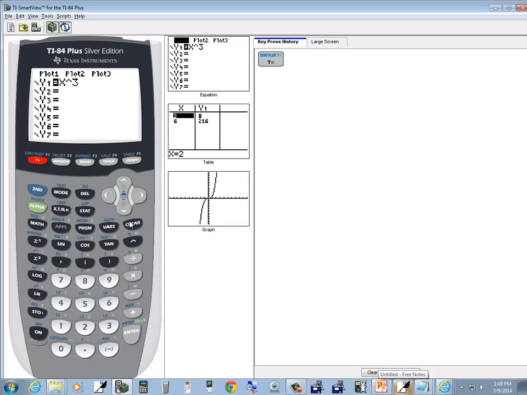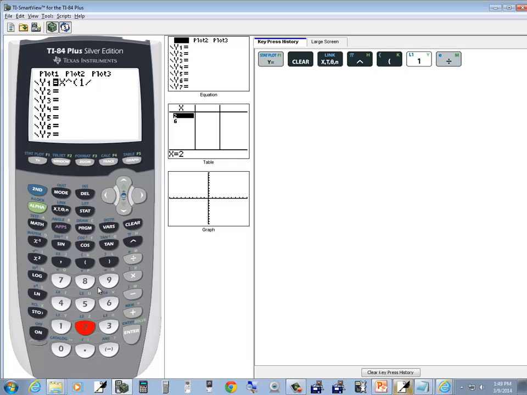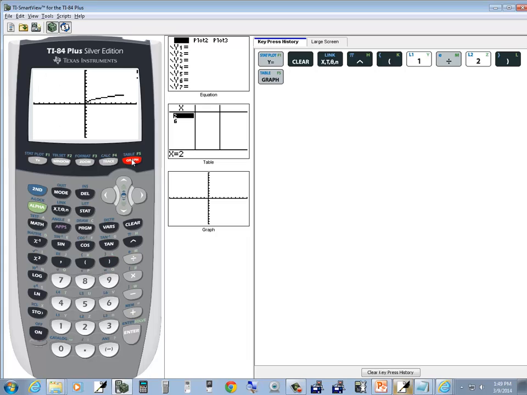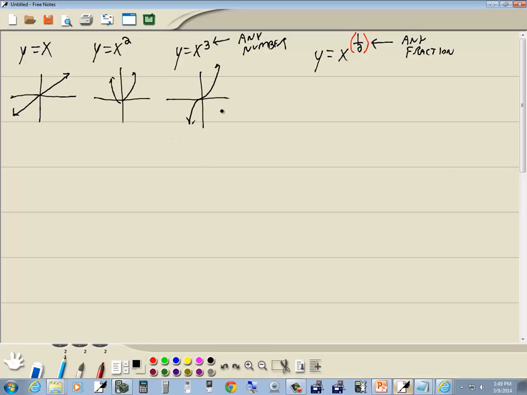So I press y equals, press clear, I do my x key, I do the caret for the exponent, beginning parentheses, 1 divided by 2, closing parentheses. TI-83, TI-84 is very forgiving about closing parentheses at the very end. I'll always put it there for completeness sake. So beginning parentheses, closing parentheses, then graph. And that'd be your answer.